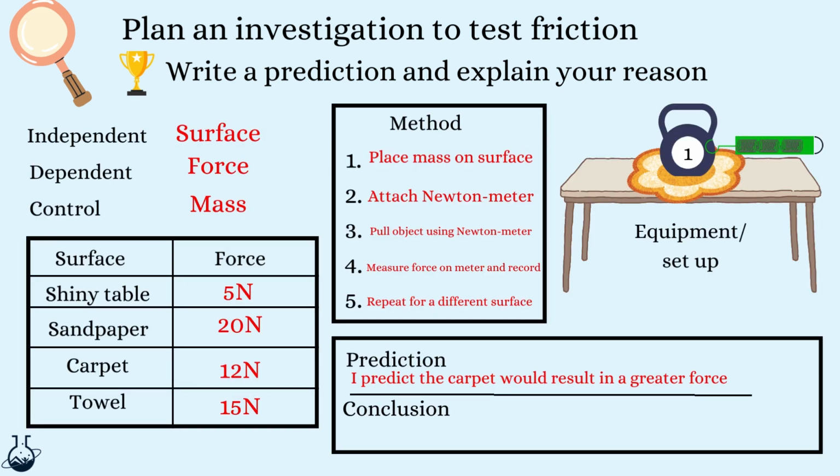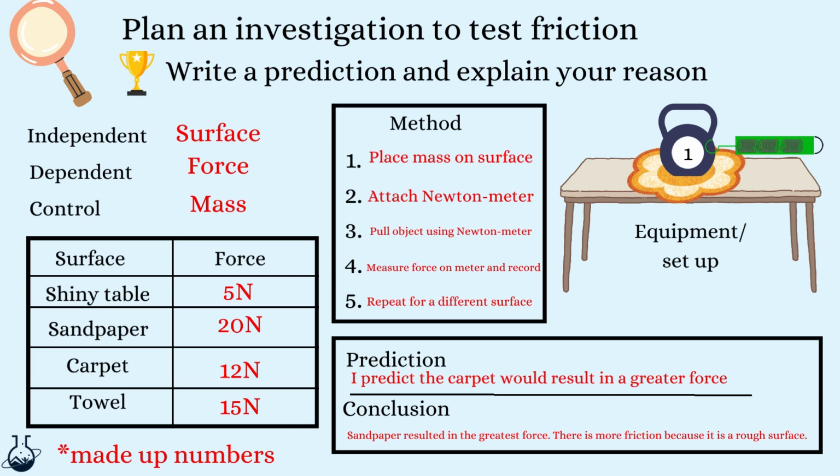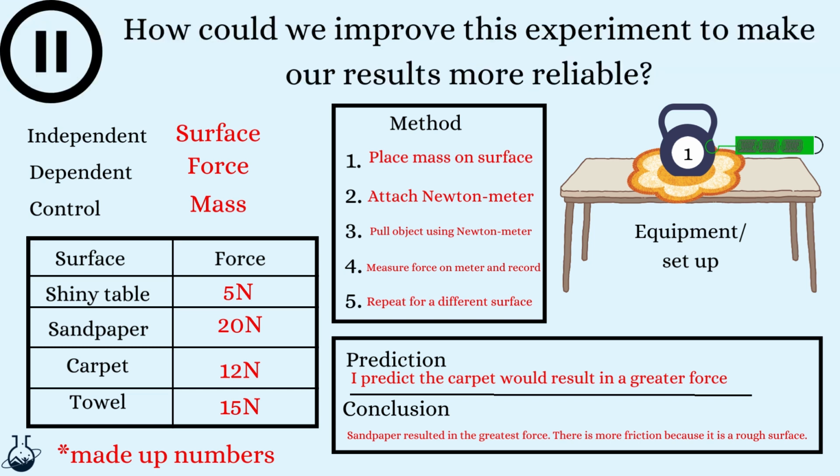Now that I have results in my results table, I can analyse my data to conclude that the sandpaper resulted in the greatest force, and definitely a greater force than a shiny table. This is because sandpaper is a rougher surface and therefore will generate more friction, and so requires more force to pull the mass along it.